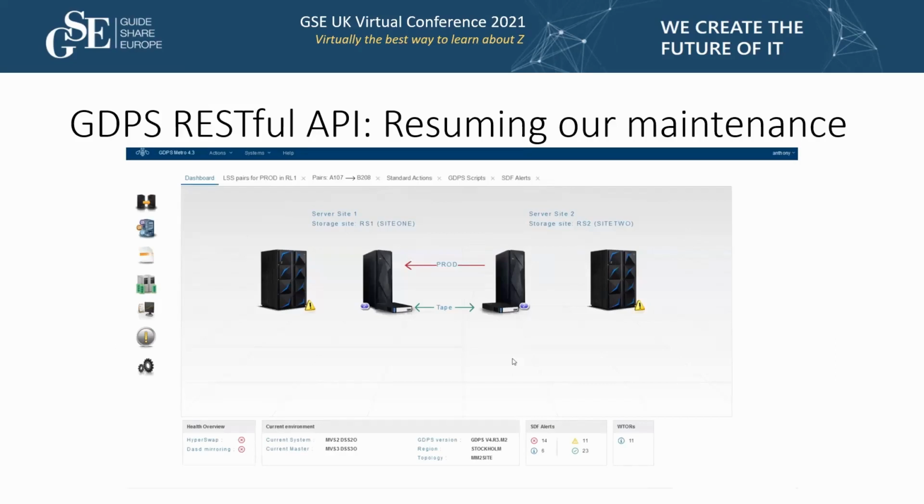So we just got a question. Is the REST API running in the Liberty server or directly in GDPS NetView? I don't know, Anthony, if you want to respond or you want me to respond. Anthony has responded in the chat. It's running in the Liberty server.